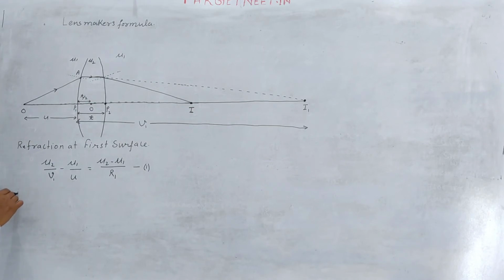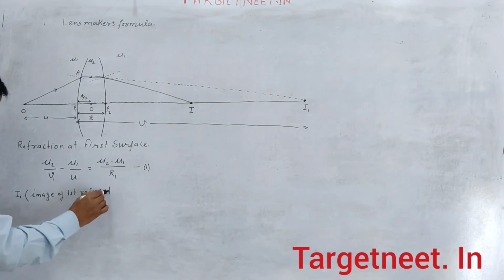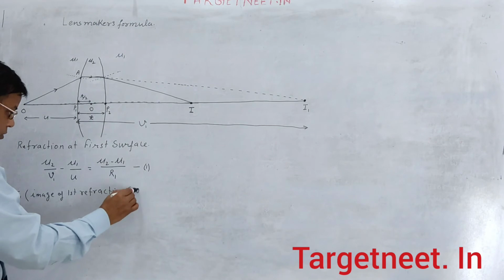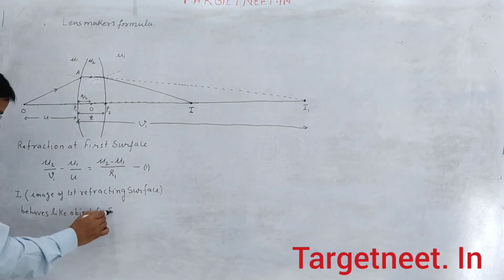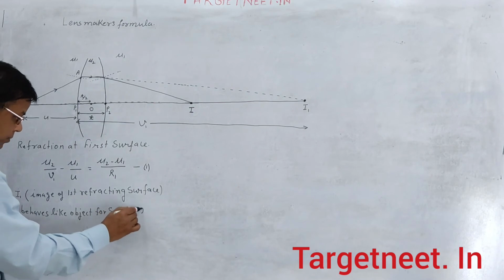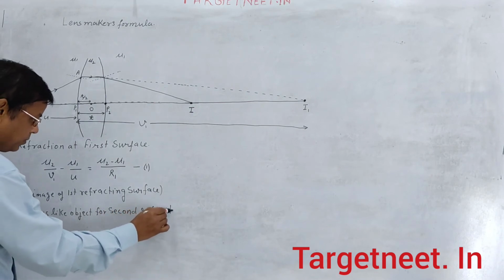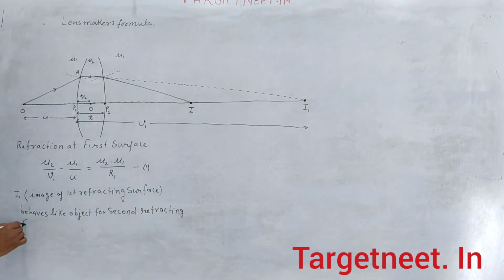So I1, the image of the first refracting surface, though there is no I1 there, behaves like an object for the second refracting surface. Right?